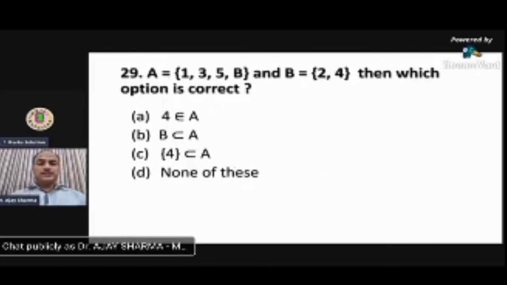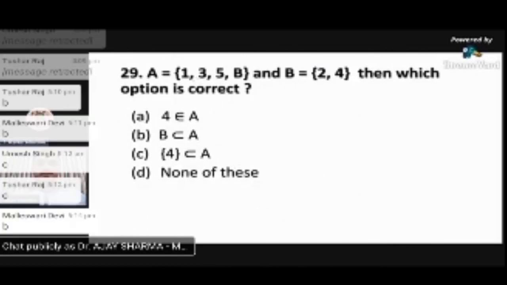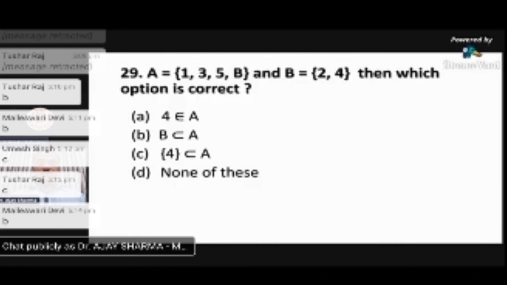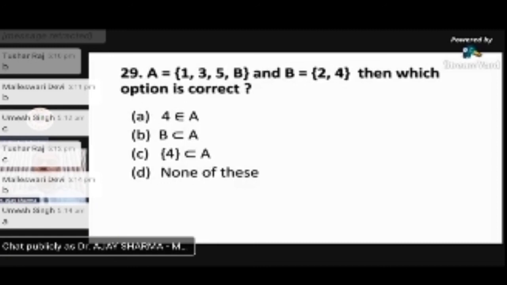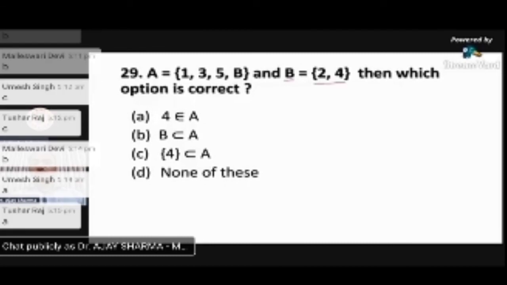Now we have set A with a few elements: 1, 3, 5 and B. B is a set. Yes guys, one set can also be an element in another set. And set B has elements 2 and 4. Now just look at which of the options are correct. Which of the following options are correct?